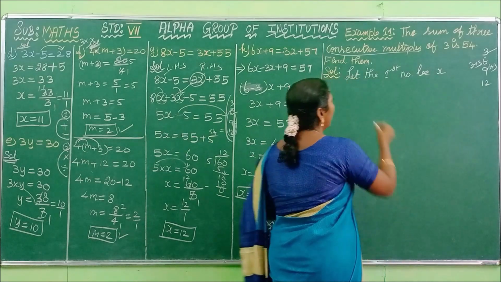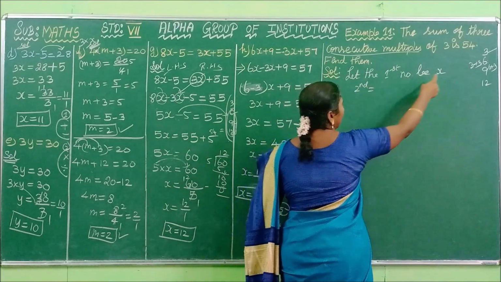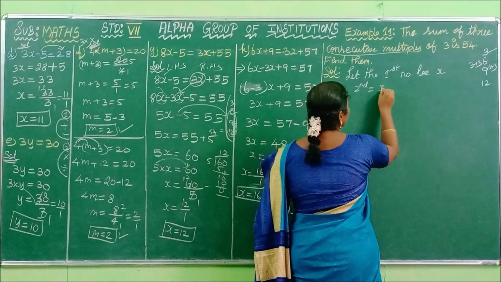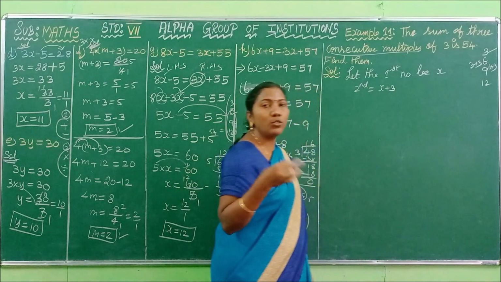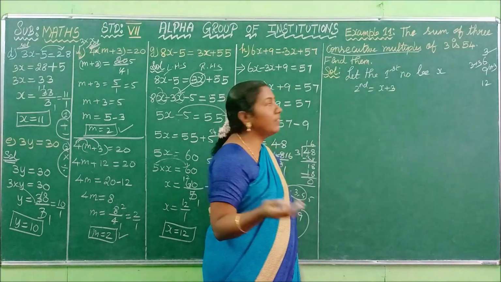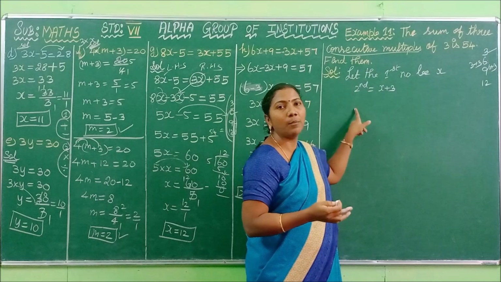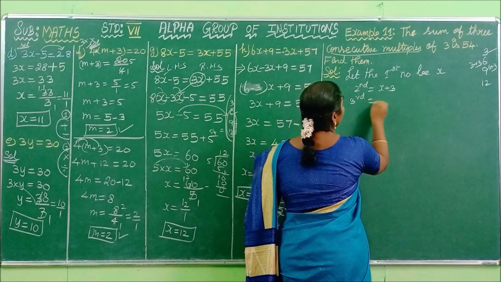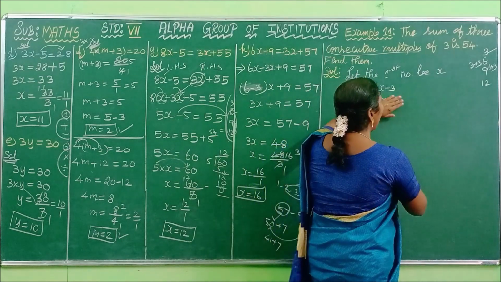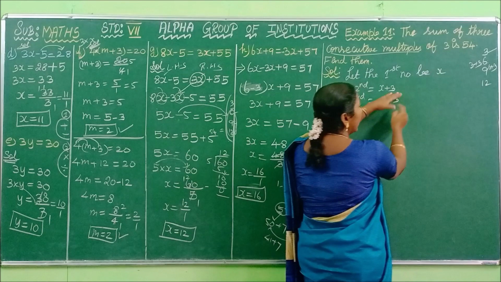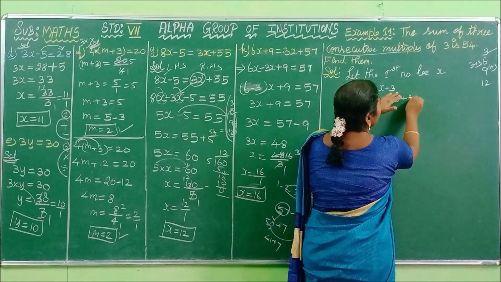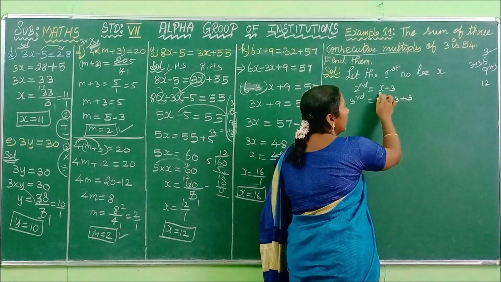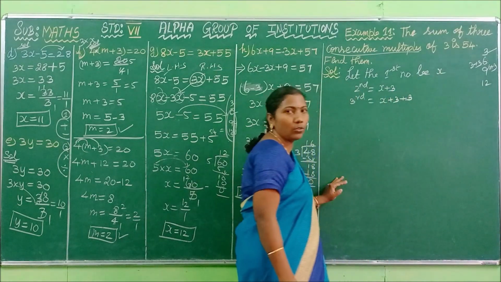So, what should be the second number? You add the 3 with the first number, you get the second number. So the second number is x plus 3. What should be the third number? If you add 3 with the second number, you get the third number, because the 3 numbers are multiples of 3. Your second number is x plus 3, so add 3 with the second number. So our third number is x plus 3 plus 3. Second number is x plus 3. First number is x. Do you understand, children?